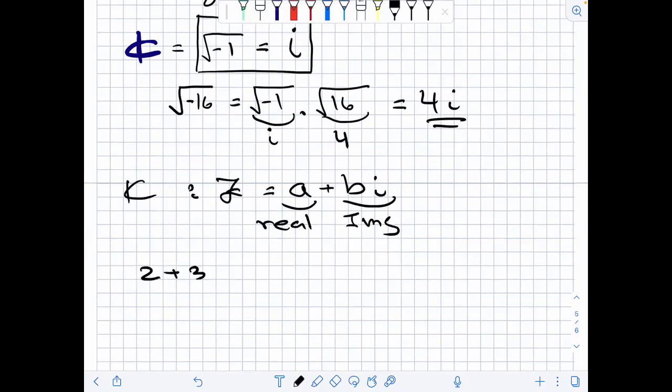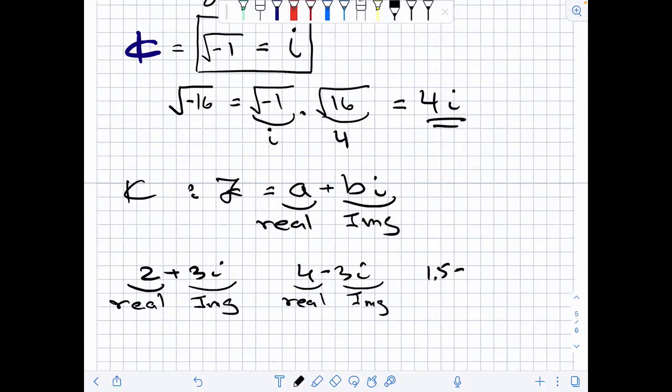Let's say the number 2 plus 3i. 2 is the real part, and 3i is the imaginary part. What about 4 minus 3i? The first part is the real part, and the second is the imaginary part. It doesn't have to be whole numbers. We can write 1.5 minus 3.75i, real and imaginary.